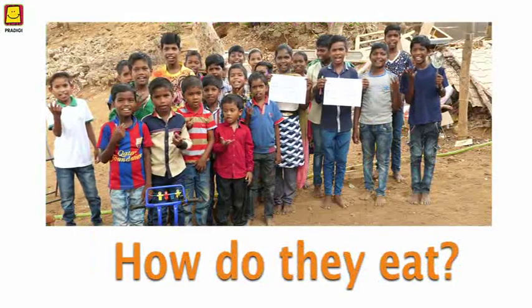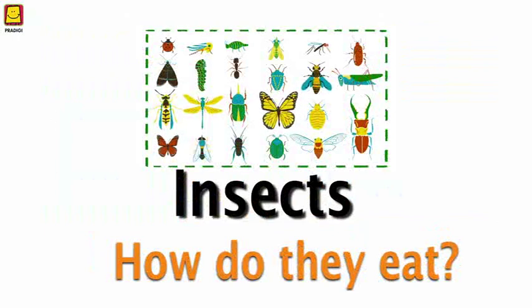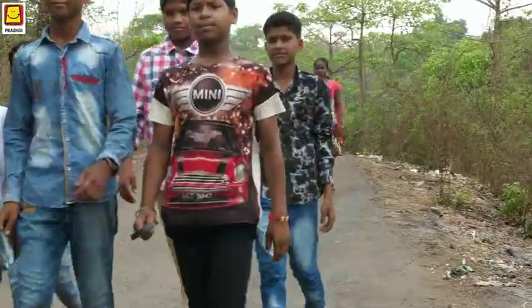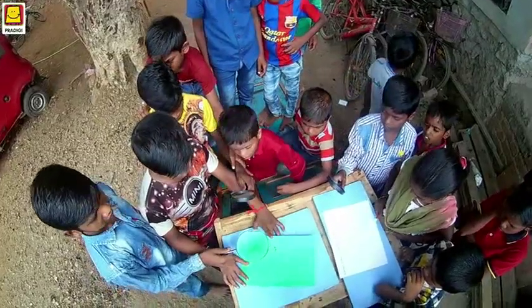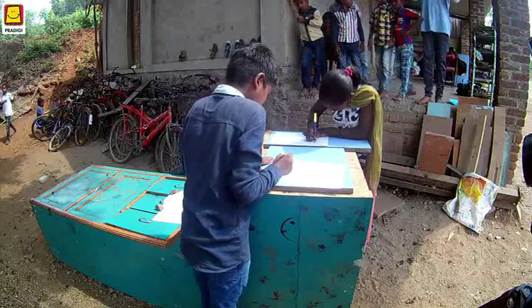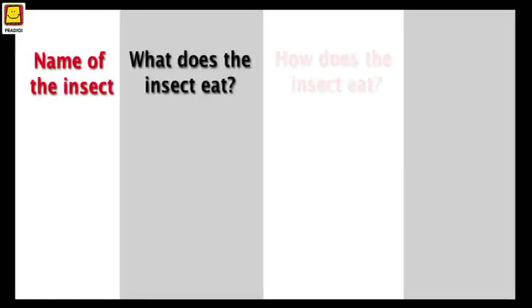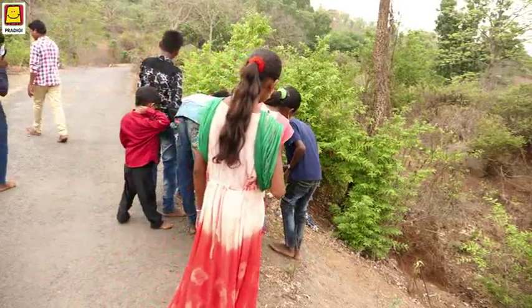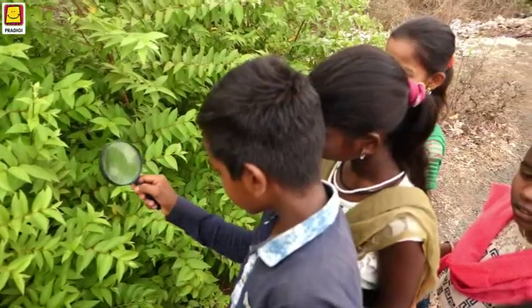How do they eat? Insects. How do they eat? We have already made a table for this task. We will fill in the details as we observe them. The table has 4 columns: name of the insect, what does the insect eat, how does the insect eat, what are the insect's mouth parts like. So let's begin the investigation.